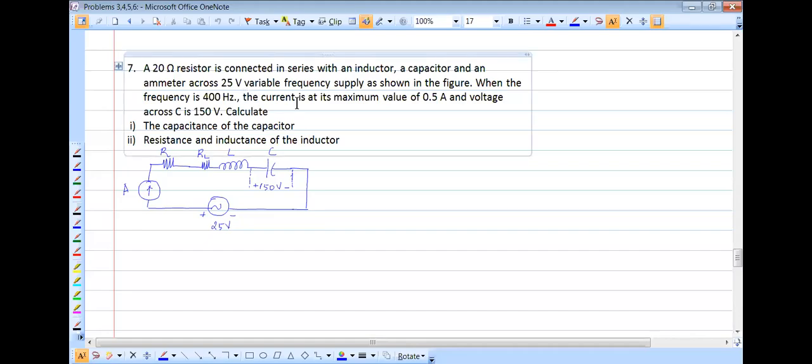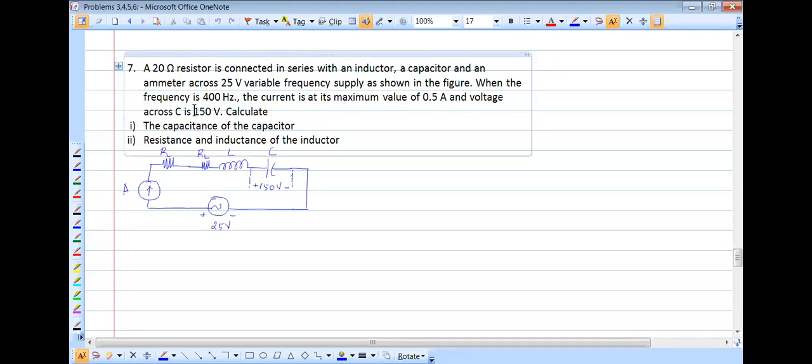They have given the maximum current, and since they say maximum current at 400 hertz, this 400 hertz would become the resonant frequency. And the voltage across C is 150. That means when the frequency is 400 hertz, the current is at its maximum value of 0.5 amperes, and along with this maximum current, the voltage across C is 150 volts.